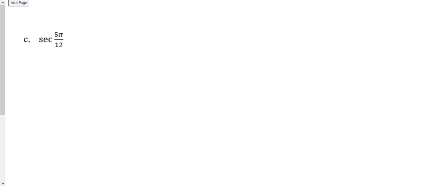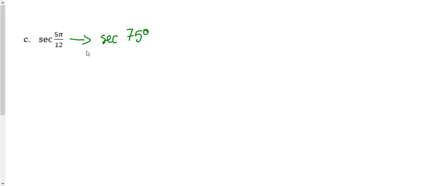In the next example, we have secant 5 pi over 12. And again, I'm not too worried about working with fractions. I can switch that from radians into degrees. Sorry about that. So I'm going to rewrite this as secant 5 pi over 12 is the same thing as 75 degrees.